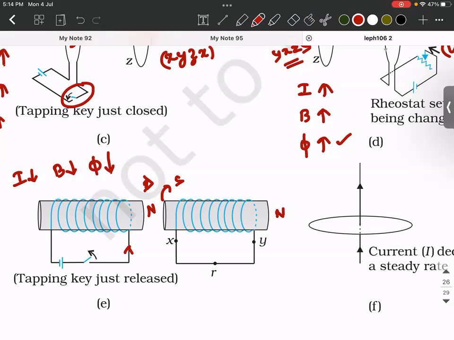So if this is the north pole, what is the direction of current? Anti-clockwise. Anti-clockwise. Now what is the value? Correct yourself.